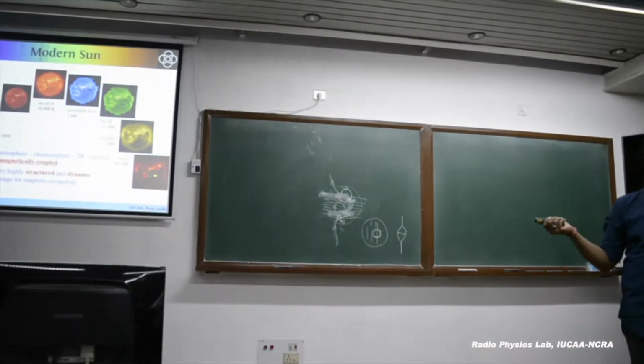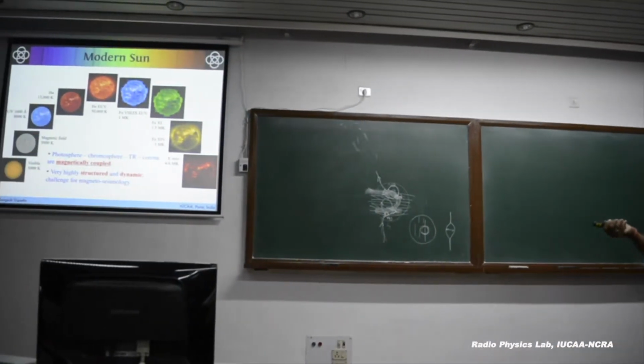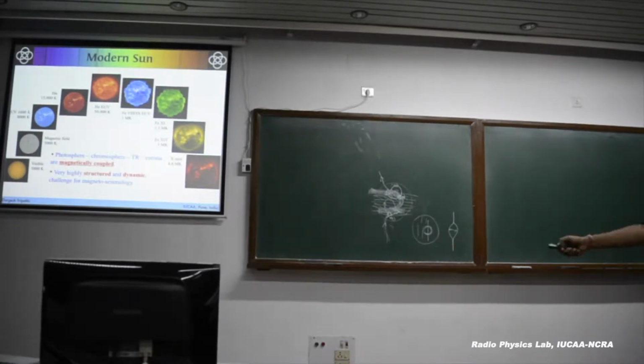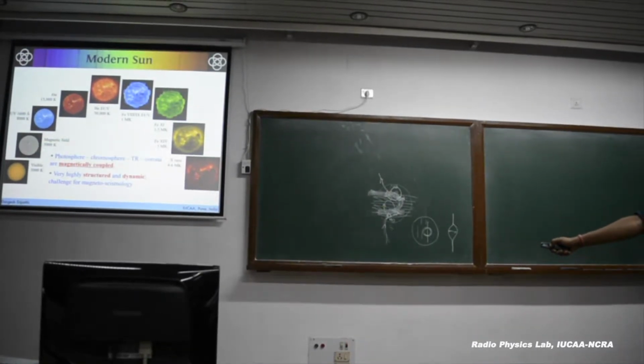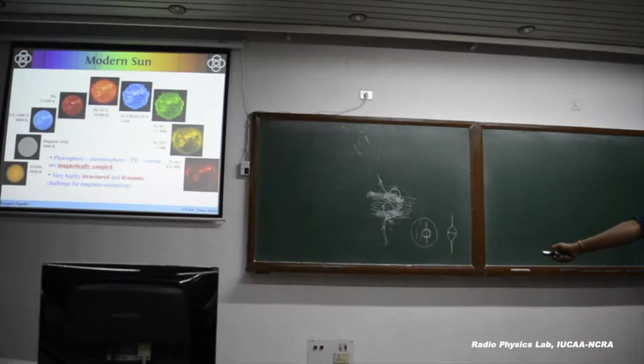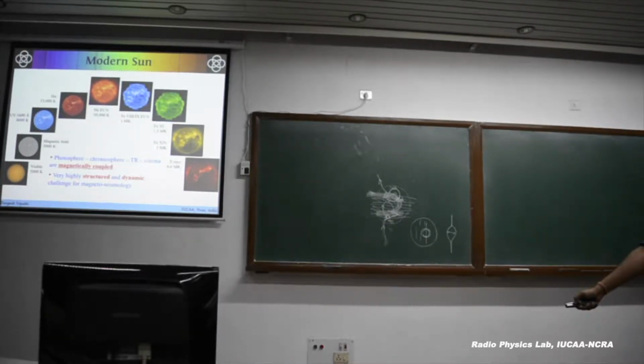So this is the hot layer of the atmosphere. This is the coolest layer of the atmosphere. This is the magnetic field. Now the question we posed earlier: if the surface is 6,000 degrees and the upper layer is 1 million degrees or beyond, how do you explain it?